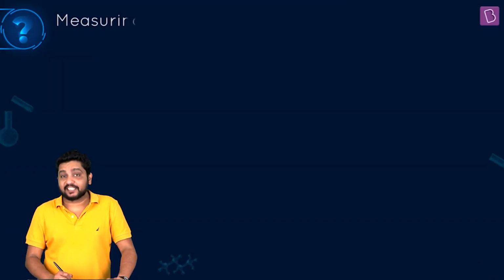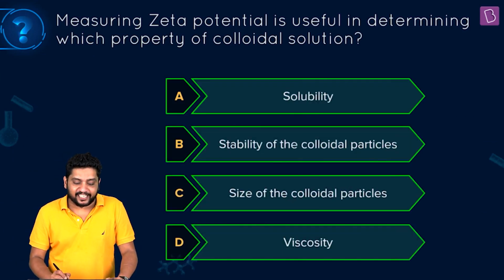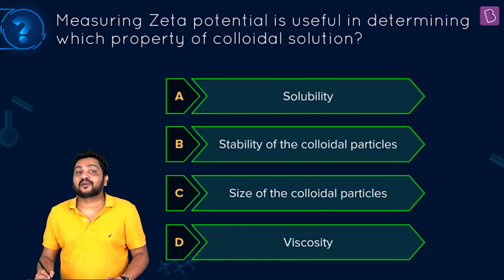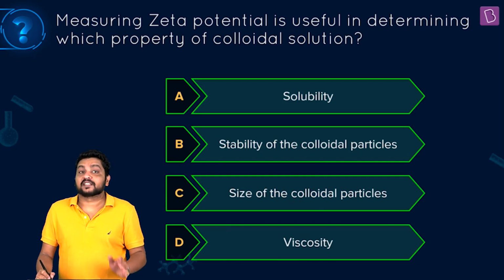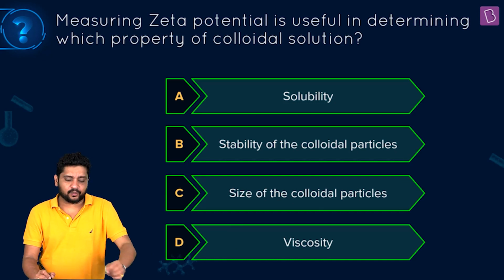Okay, let's go to the next question now. What does it say? It says, measuring the zeta potential is useful in determining which property of a colloidal solution, right? So this is about colloids, surface chemistry chapter, specifically within that colloids.